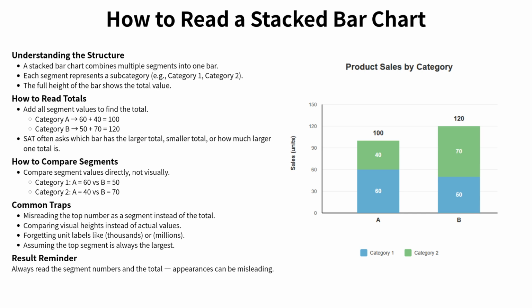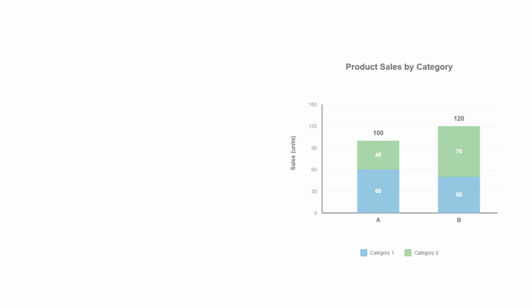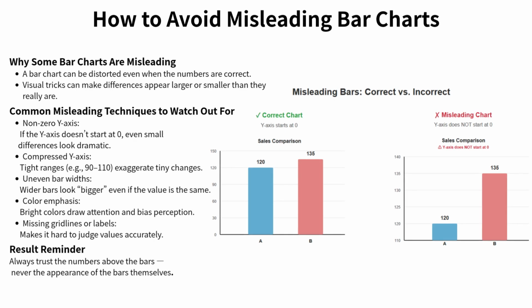This simple routine ensures you interpret stacked bar charts correctly every time. Here's a classic example of how bar charts can be misleading. On the left, we have a correct chart. The y-axis starts at 0, so the difference between 120 and 135 looks appropriately small. The bars match the real size of the values, and nothing exaggerates the comparison.